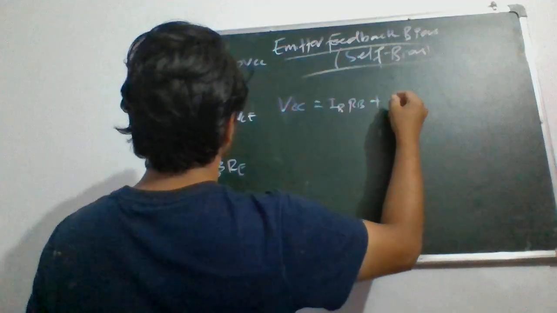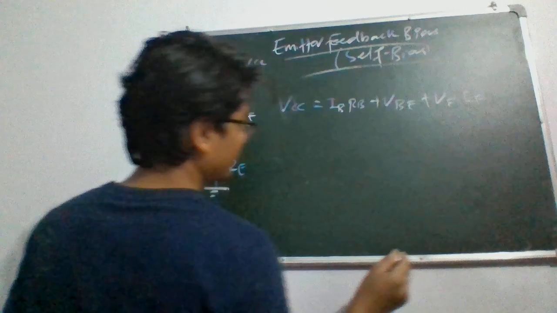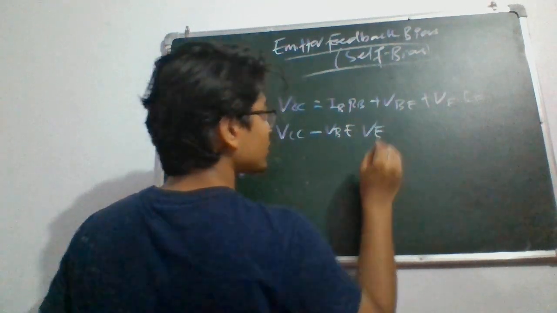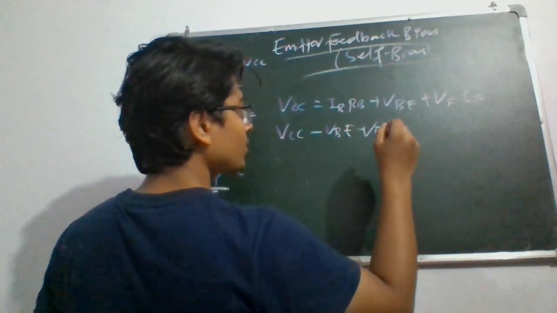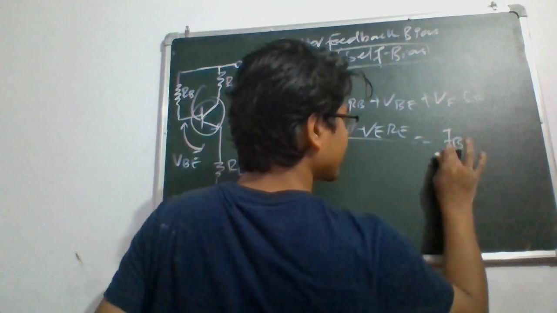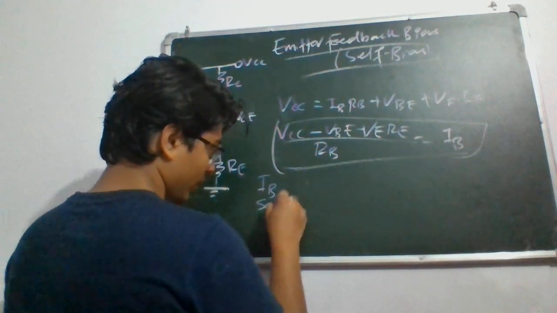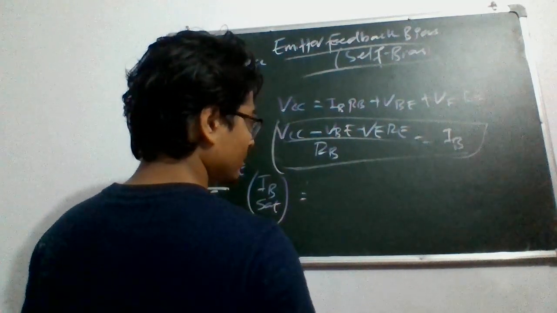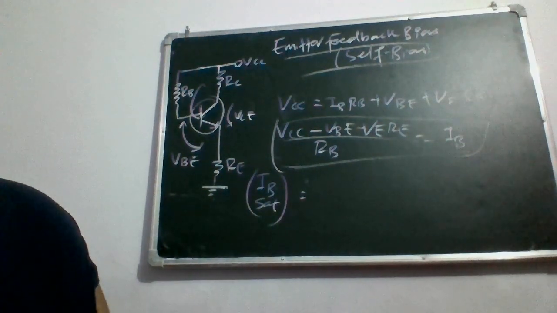It would be VCC equals IBRB plus VBE plus IERE. So from here, you can find the expression of the base current. And if you want to express the value of the saturated base current, then you would have to consider VCE to be 0.